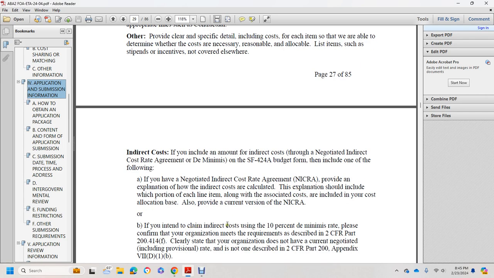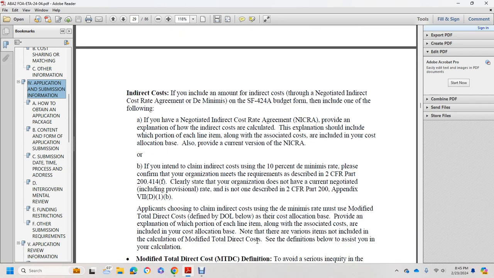If you intend to claim indirect costs at the 10% de minimis rate, please confirm that the organization meets the requirement described in Title 2 CFR Part 200.414(f). Clearly state that the organization does not have a current negotiated or provisional rate, as described in Title 2 Part 200 Appendix VII D.1.b. The application claims indirect costs at the de minimis rate applied to modified total direct costs, with the Department of Labor as the cost allocation base.